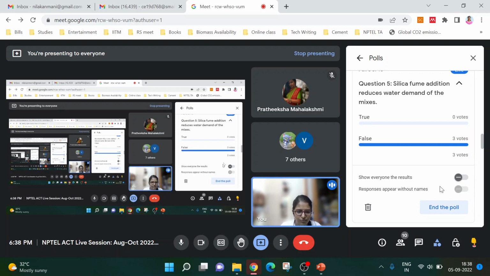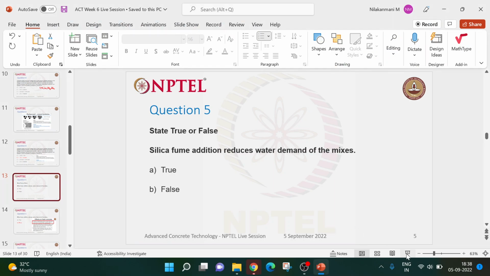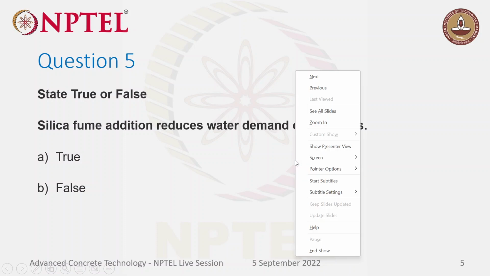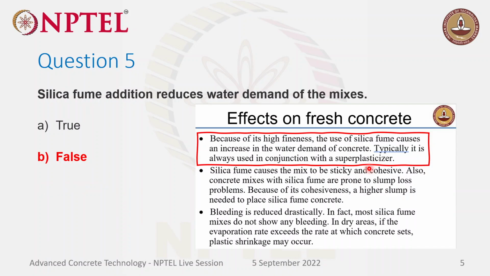Yeah, it's false, because silica fume is a very fine material. So addition of silica fume to the cement will obviously increase the water demand, because fine materials have more specific surface area. So it's already given in the lecture as well.